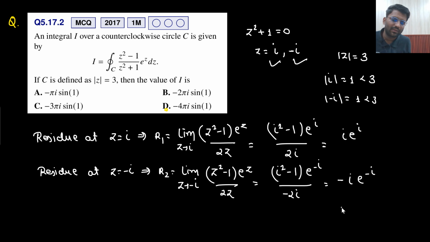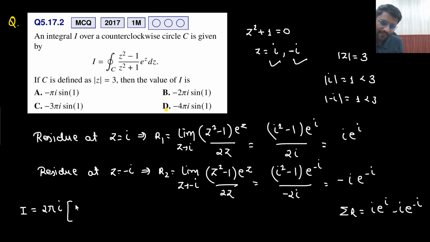So what will be your sum of residues? The sum of residues will be iota e to the power iota minus iota e to the power minus iota. So what will be your answer? The integral will be 2 pi iota times (iota e to the power iota minus iota e to the power minus iota). That's the answer that you will be getting. Right? Say yes or no.